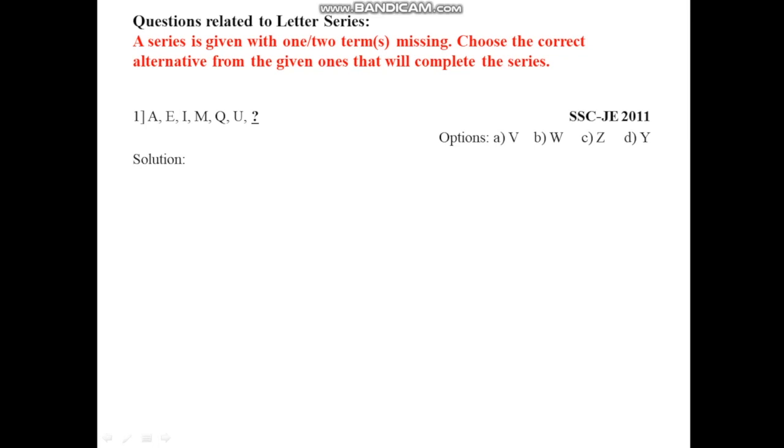If you are very thorough in the positions of the letters, the problems I am solving today will be very simple to understand. So, first question. A series is given with one or two terms missing. Choose the correct alternative from the given ones that will complete the series. The question is A, E, I, M, Q, U, and you need to find the last term to complete the series.